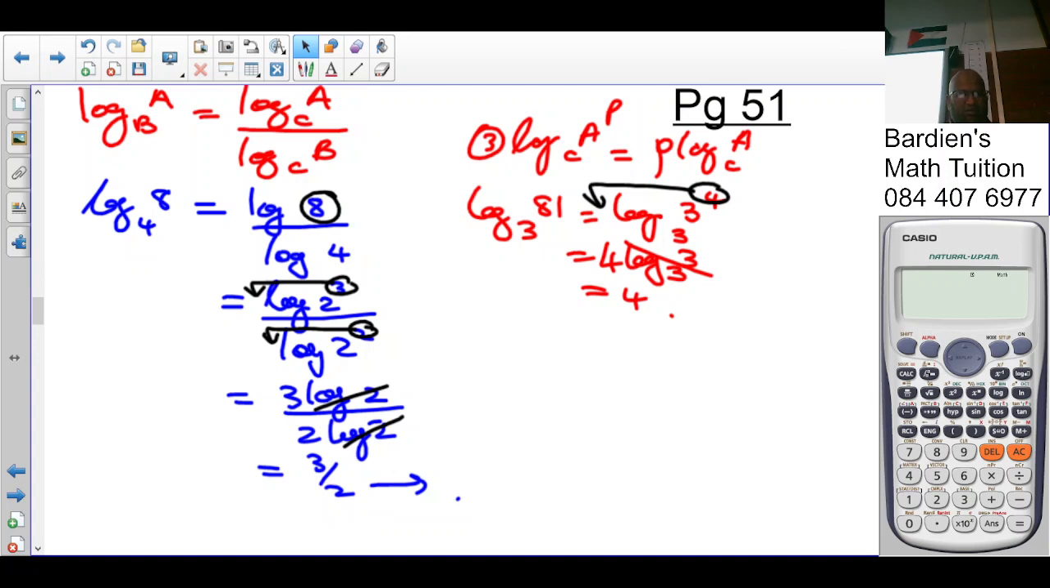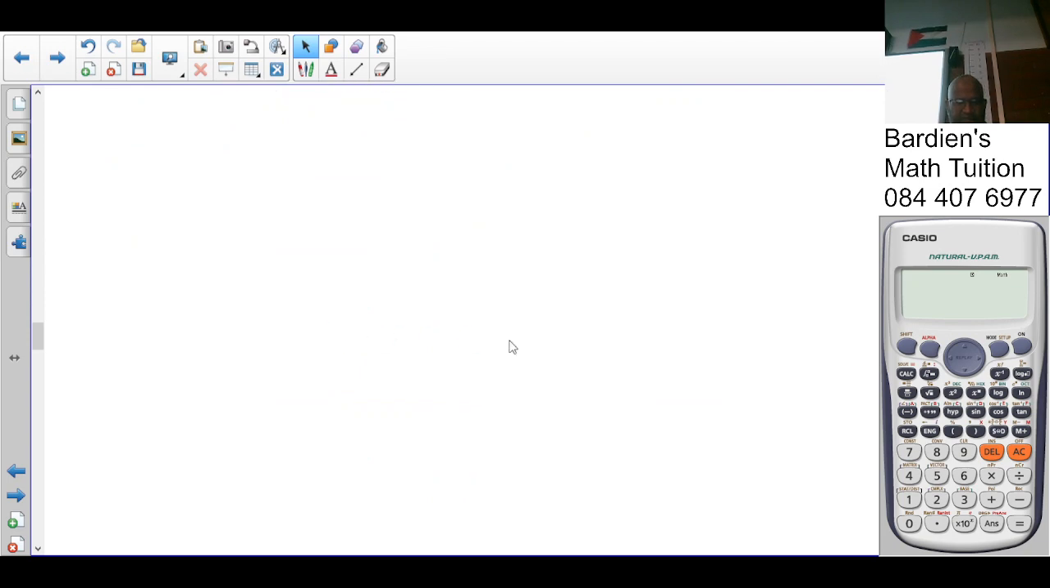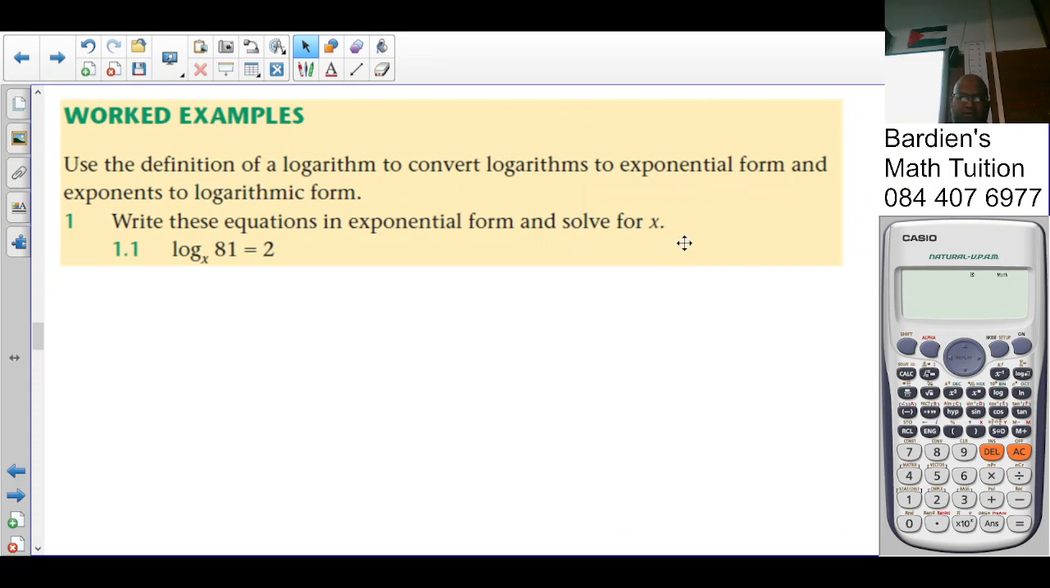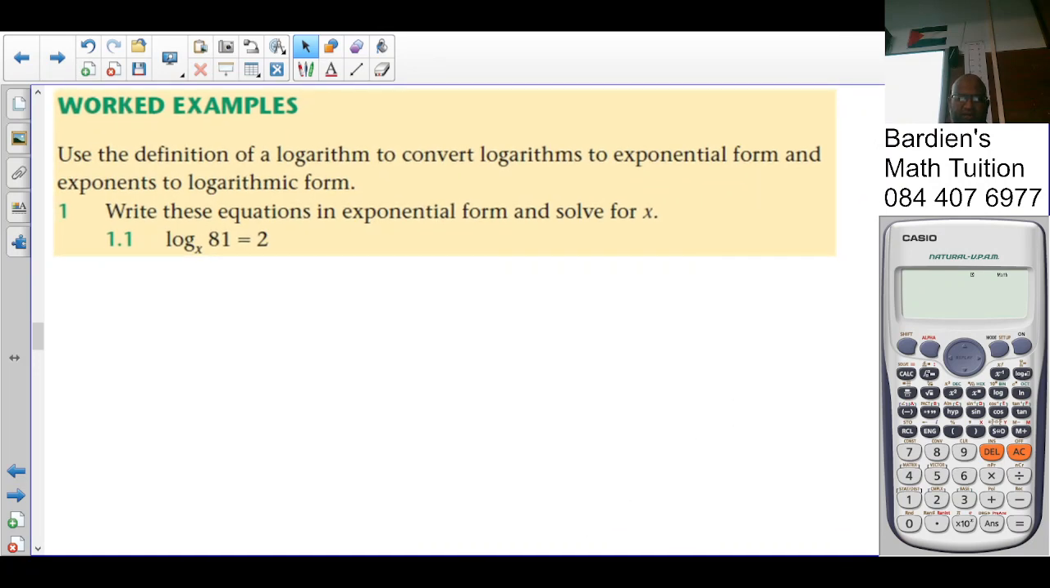So let's look at the worked examples. People, definitely you'd have to watch this video again over the weekend, because that's something brand new to you, and you need to practice it. For those of you who are going to write the NBTs and all of those things, it's a nice skill to understand how to do.